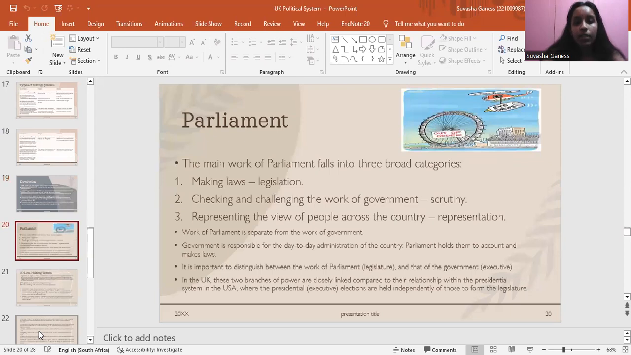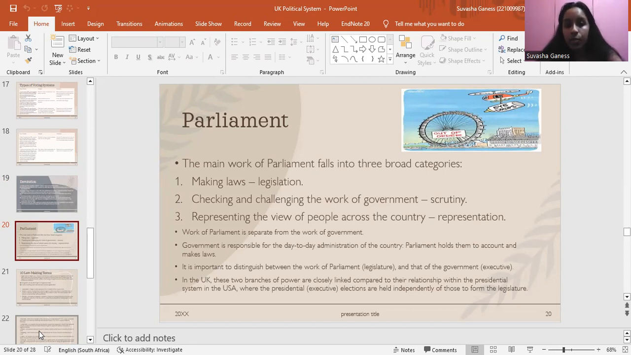Then we're looking at Parliament. So the main work of Parliament falls into 3 broad categories. Firstly, legislation, where they make laws. Secondly, scrutiny, which is checking and challenging the work of government. And lastly, representation, which is representing the views of people across the country. So the work of Parliament is separate from the work of government. Government is responsible for the day-to-day administration of the country, but Parliament holds them to account and makes the laws, right?